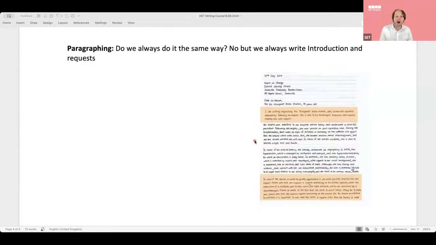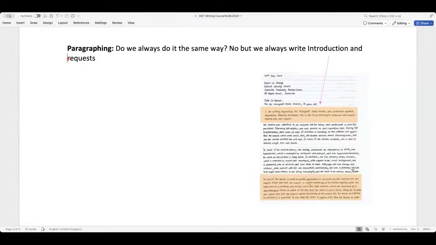It's very simple. Omi, can you say hello? Omi, why do I always need requests? Because we always have some request from the reader. Because of this, we are writing the letter.